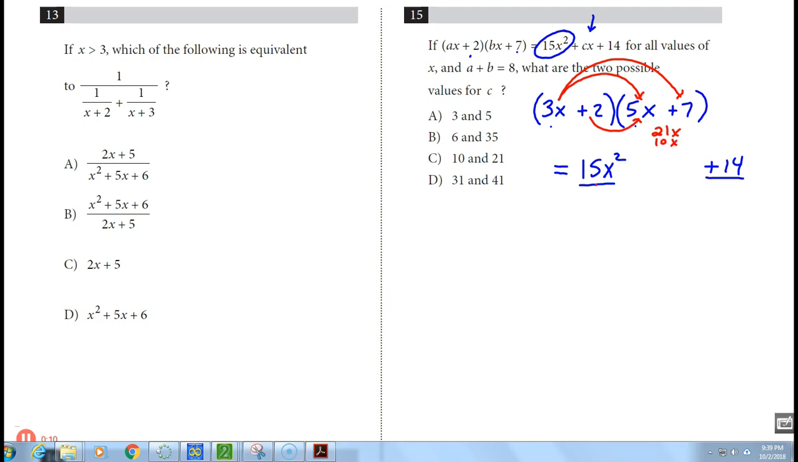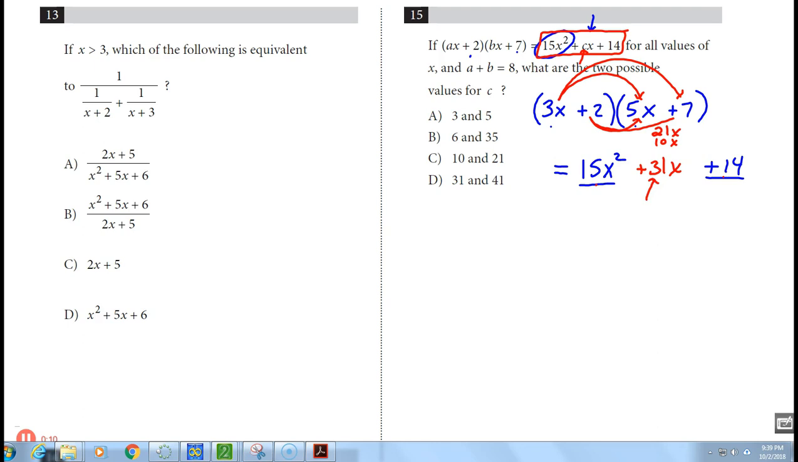So when I combine those like terms, that would be plus 31x. And then when I do the 2 times the 7, I get 14, but I already knew that from the beginning. So in this problem, my answer looks a lot like their answer, except for C, I got 31.